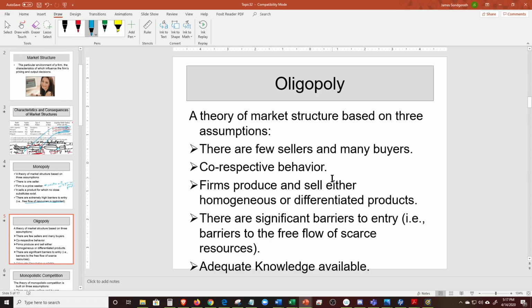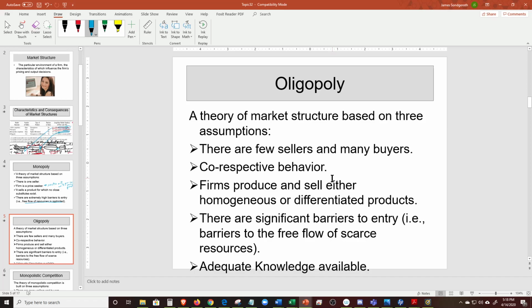And so there's co-respective behavior. In other words, when there are a few huge firms in an industry, say producing automobiles or steel or marketing oil, they have to watch out for what their competitors are doing and respond to it. This is where game theory comes into industrial organization: how these firms that respond to what others are doing behave.